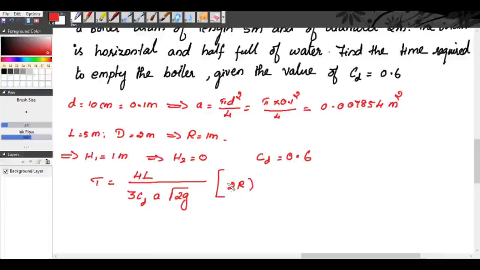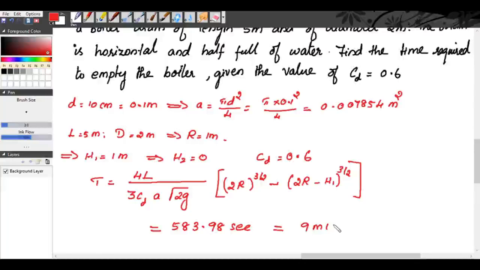multiplied by [(2R) to the power 3 by 2 minus (2R minus H1) to the power 3 by 2]. So we get 583.98 seconds, which is equal to 9 minutes 44 seconds. So that's all. You can substitute, all the values are given. L is 5 meter. CD is given as 0.6. Small a is 0.007854. G is 9.81. R is 1 meter. And H1 is 1 meter. So you can substitute, you will get 9 minutes 44 seconds.